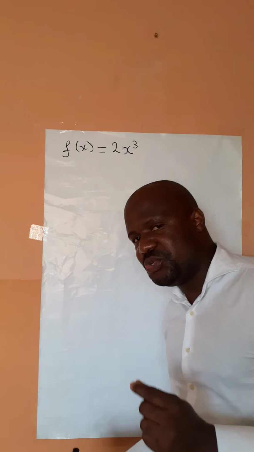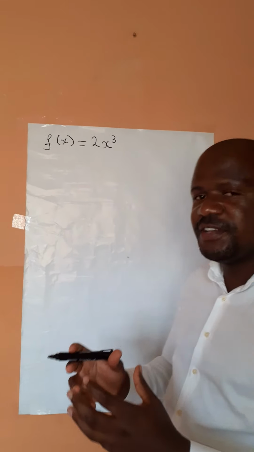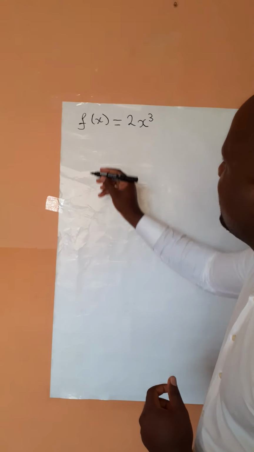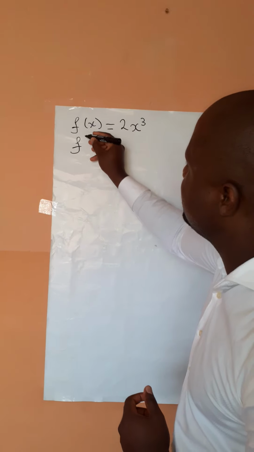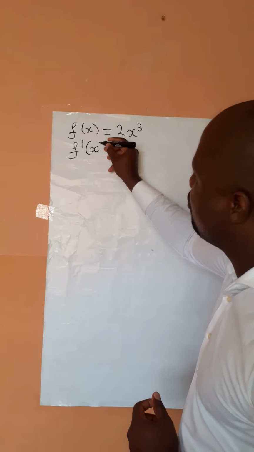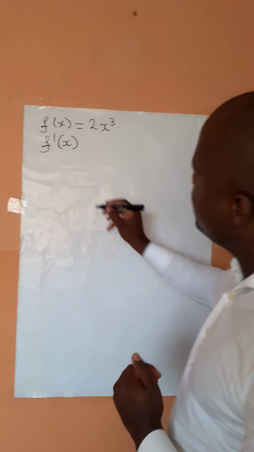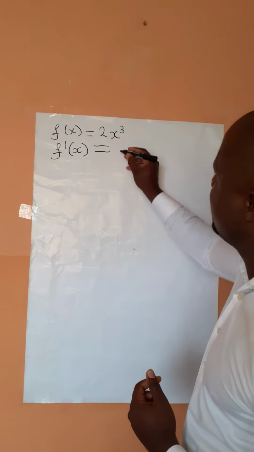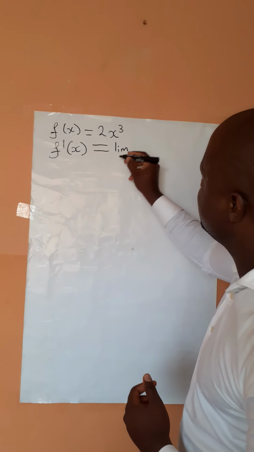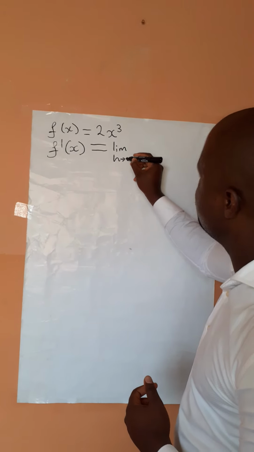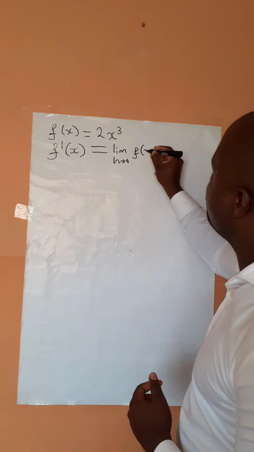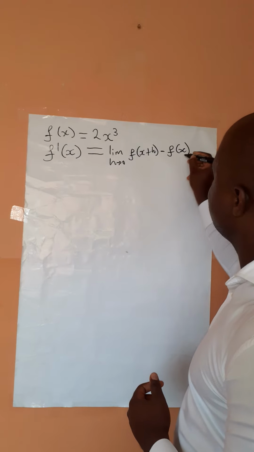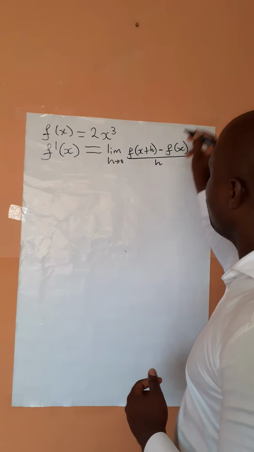And what we are supposed to do here is find the first derivative using the definition from first principles. In other words, they are requesting us to evaluate f prime of x. We know from definition, by basic calculus, that f prime of x is equal to the limit as h tends to 0 of a function of x plus h minus a function of x, all over h.